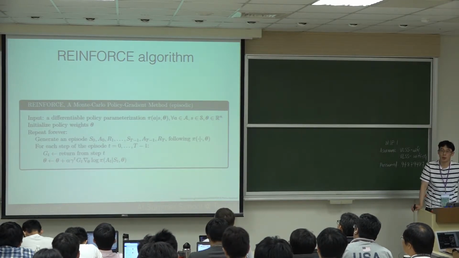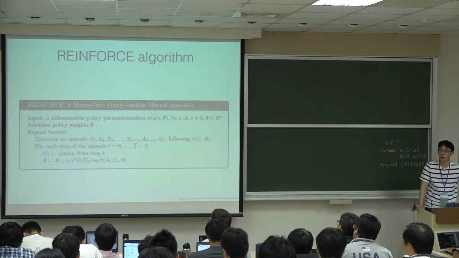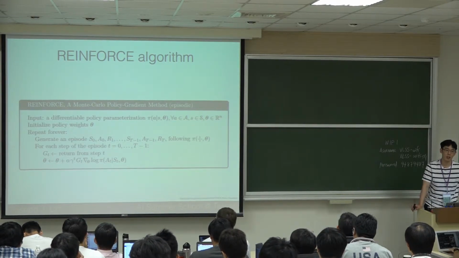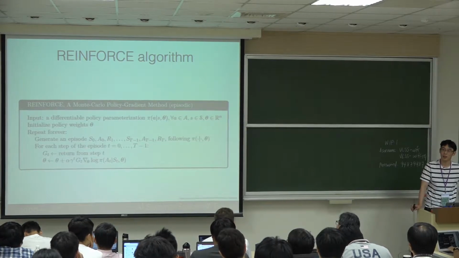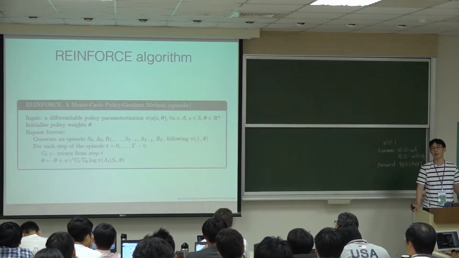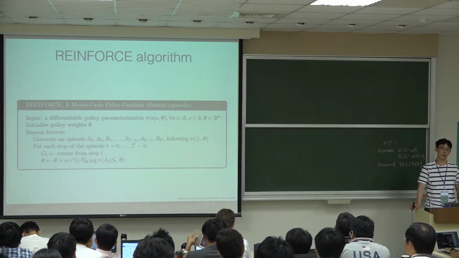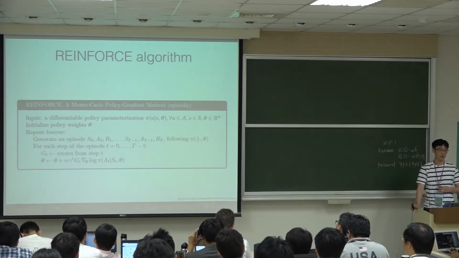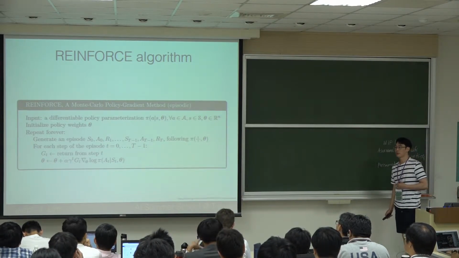But again, it's the same thing. We just sample multiple trajectories and compute a gradient, and you update a policy. You update the estimator based on this gradient, and you sample again. You get this gradient again, and go on and on and on. Okay, all right. So that's the REINFORCE algorithm.